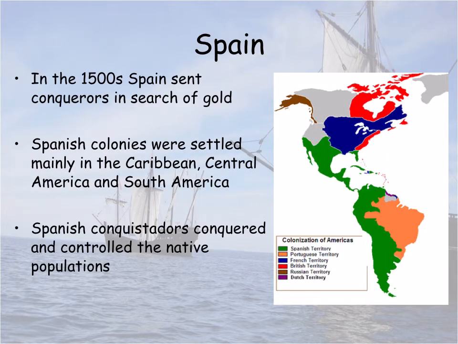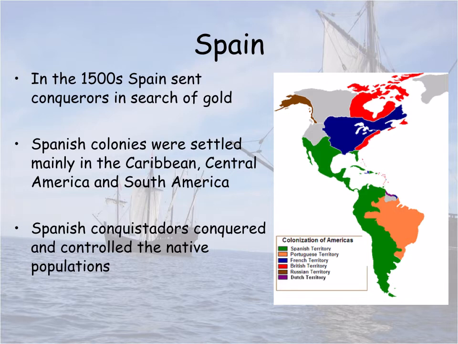Okay, in Spain. In the 1500s, Spain sent conquerors in search of gold. Gold was very, very important to these monarchs at this time because A, gold equals money. B, gold is a status symbol. Think about jewelry that we have today. We still use gold in making that jewelry.